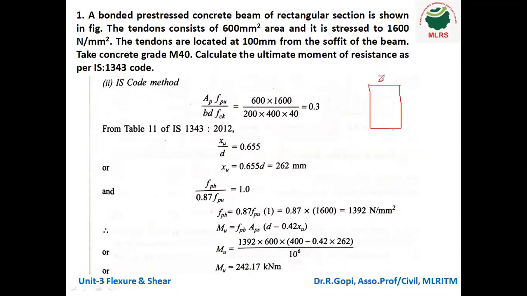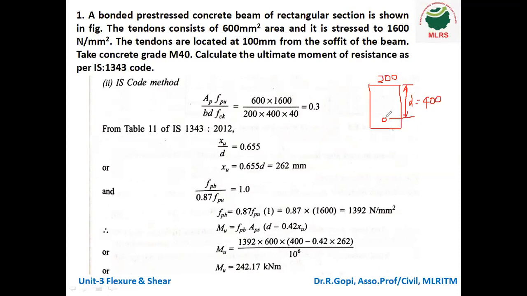So this is 200 mm width. And this is the pre-stressing cable and the effective depth. This is the effective depth. So D is equal to how much? 400. So in this problem, they will give the diagram. So 200 mm width and effective depth is 400 mm.